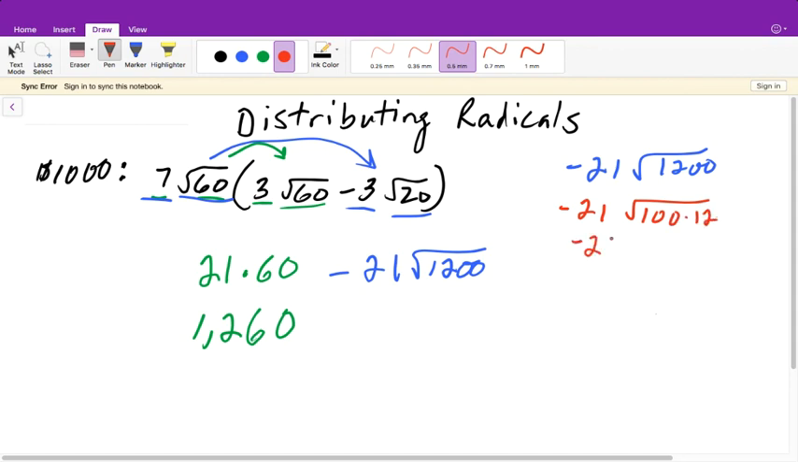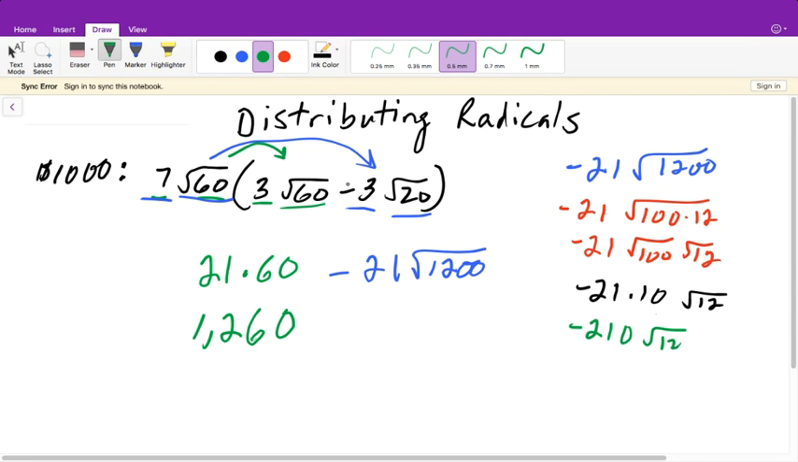And it's going to give me negative 21 times the square root of 100 times the square root of 12. Well, I know the square root of 100 is 10, so negative 21 times 10. That is going to give me negative 210 times the square root of 12. Well, I know 4 goes into 12. So negative 210 times the square root of 4 times the square root of 3. Well, the square root of 4 is 2. So it's going to be negative 210 times 2 times the square root of 3, which is then going to give me negative 420 times the square root of 3.